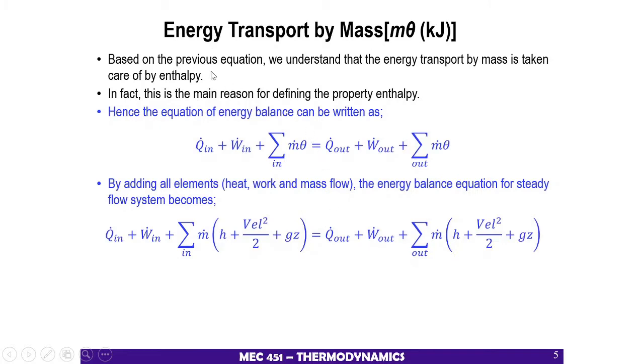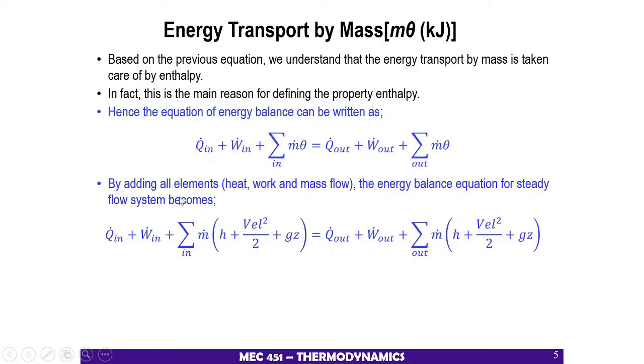So in general, based on the previous equation, we understand that the energy transport by mass is taken care of by the enthalpy. This is the main reason for defining the property of enthalpy. Hence, the equation can be written as: total heat in plus work in, plus summation of mass, is equal to energy out, heat out or heat losses, or work produced out, plus summation of mass.